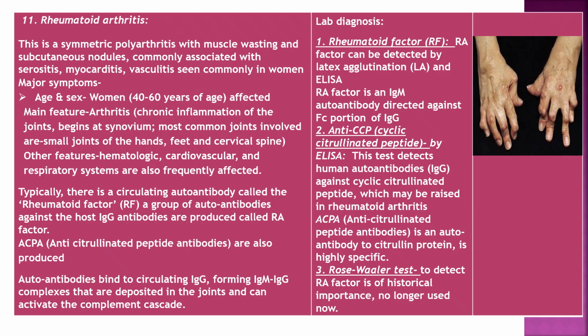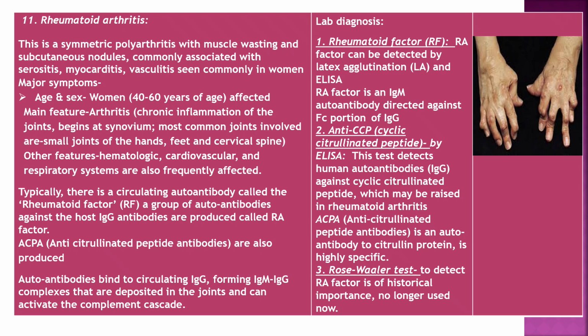ACPA, anti-citrullinated peptide antibodies, are also produced. Autoantibodies bind to circulating IgG, forming IgM-IgG complexes that are deposited in the joints and can activate the complement cascade. Lab diagnosis: rheumatoid factor. RA factor can be detected by latex agglutination or ELISA. RA factor is an IgM autoantibody directed against the Fc portion of IgG.